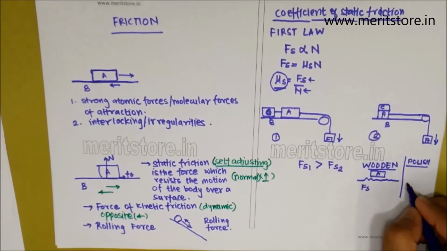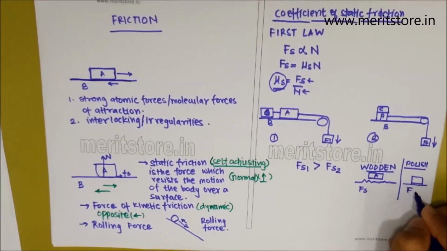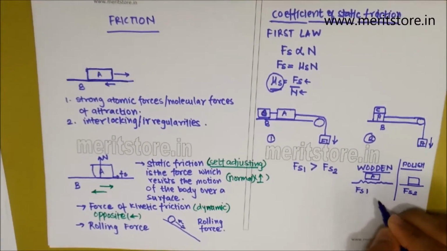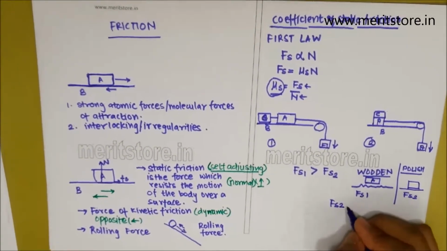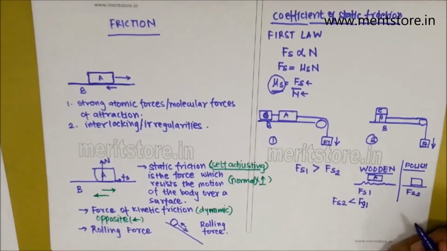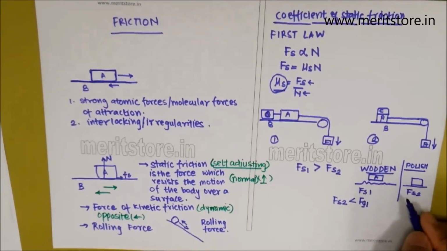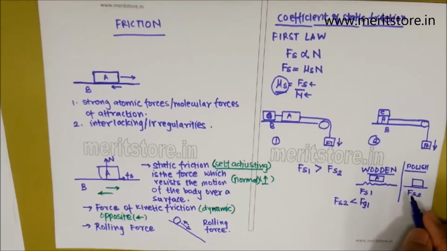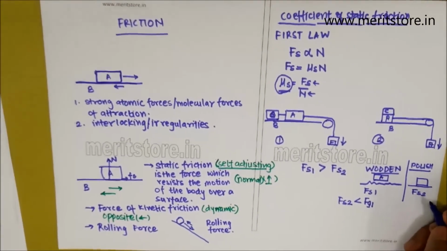After polishing the surface, I tend to find that Fs2 will be lesser than Fs1. So the coefficient of static friction is dependent on the nature of the material of the surfaces which are in contact with each other.